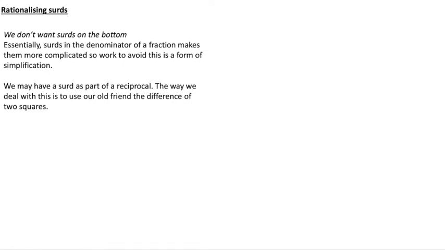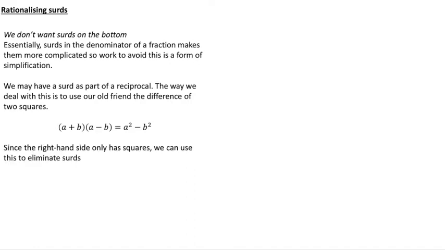The way we deal with this is that we use our old friend, the difference of two squares. So we'll have a quick reminder of that, not that you'll probably need it, but we can see how it works with square roots. The difference of two squares is a plus b times a minus b is a squared minus b squared. Hopefully that's very familiar. And since the right hand side only has squares, we can use this to eliminate surds.